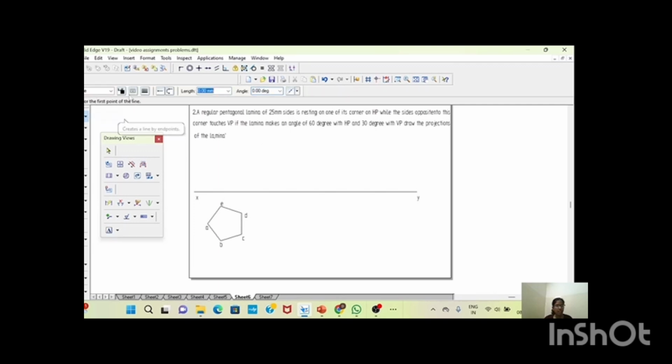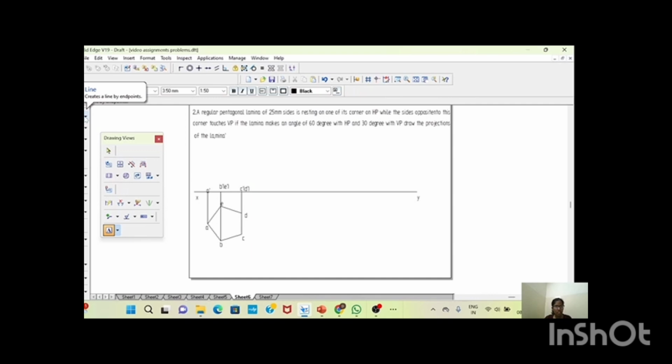Now we have to take a line of 0.13, extend this line to the XY line, and name it as A dash. B is visible but E is not visible. So B dash bracket E dash. C is visible. D is not visible. This is the first position.